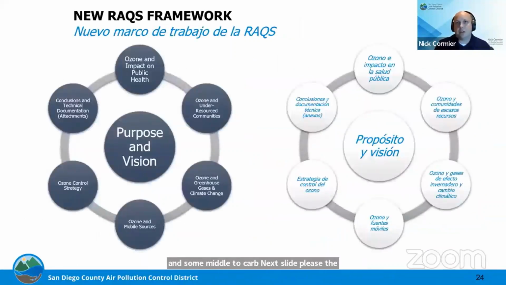The 2022 RAQS provides a new framework that is more understandable, less technical, and digs into topics that stakeholders want to know about. It is built around a purpose and vision, as foreseen by APCD, that describes the requirements of the RAQS and where we think the region may be heading. We then discuss topics that have not been included in previous RAQS updates, such as ozone's relationship with public health, under-resourced communities, greenhouse gases and climate change, and mobile sources. We finally discuss APCD's updated local ozone pollution control strategy with measures APCD will be evaluating over the next 3 to 6 years. Next slide, please.